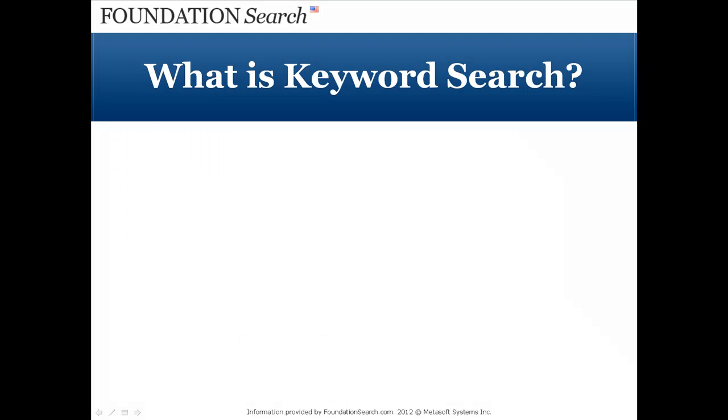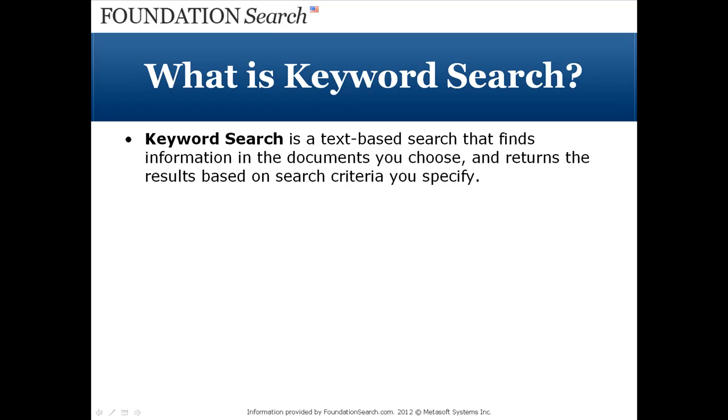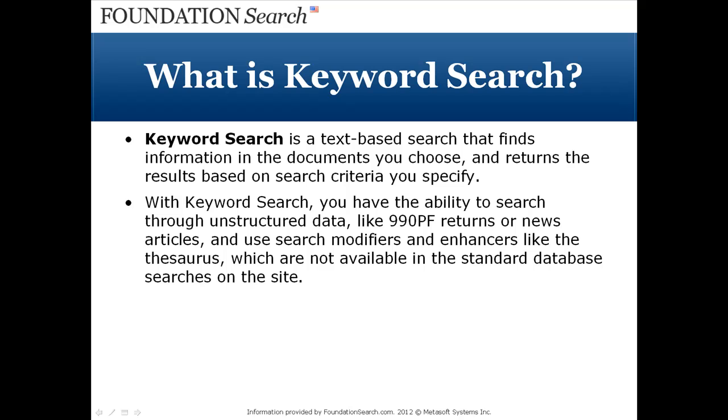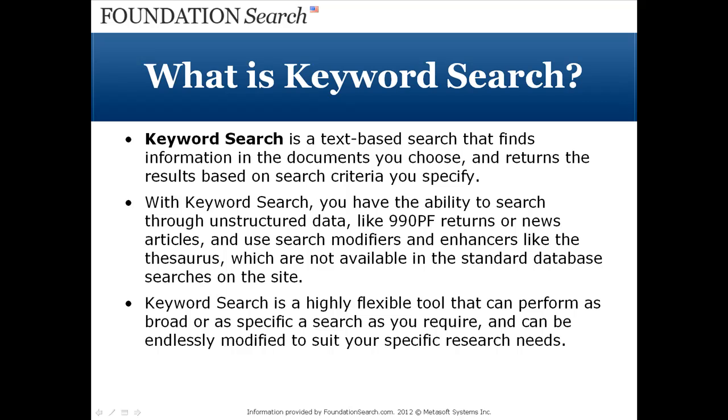What is keyword search? Keyword search is a text-based search that finds information in the documents you choose and returns the results based on search criteria you specify. With keyword search, you have the ability to search through unstructured data, like 990pf returns or news articles, and use search modifiers and enhancers, like the thesaurus, which are not available in the standard database searches on the site. Keyword search is a highly flexible tool that can perform as broad or as specific a search as you require, and can be endlessly modified to suit your specific research needs.